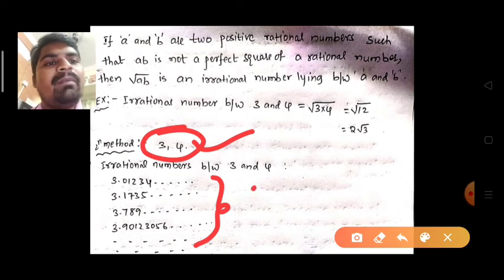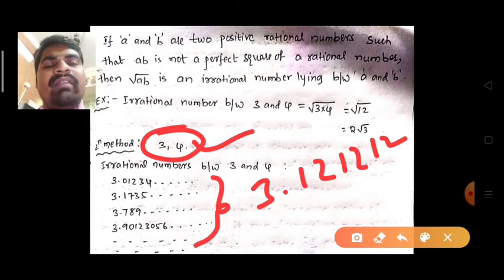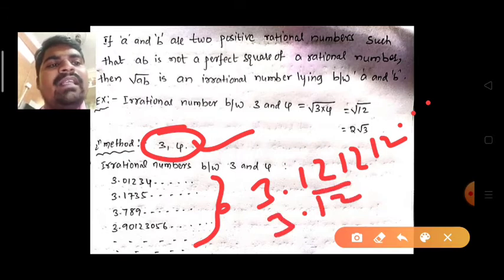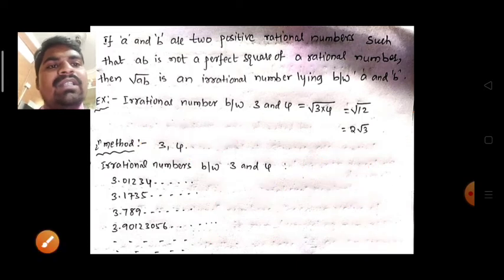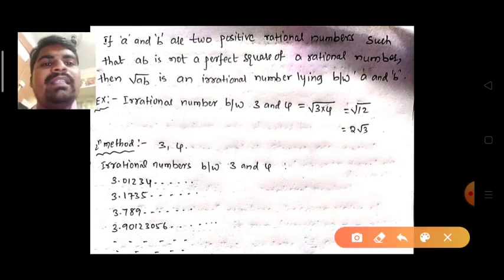For example, if you write 3.121212, it is between 3 and 4 only, but here 12 is repeating. We can write it as 3.12 with a bar, so it is not irrational, it is rational. Don't write like this. Observe the examples I have already written here. The first one is 3.0123 dash. Here it is not repeating and not ending, and it is between 3 and 4.